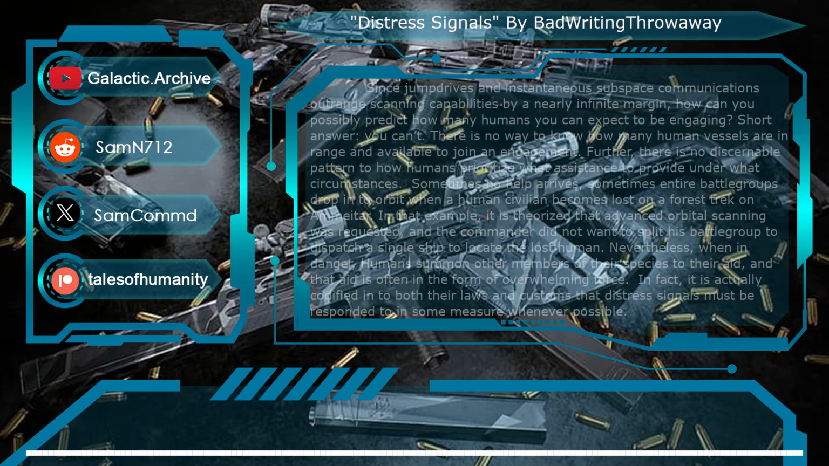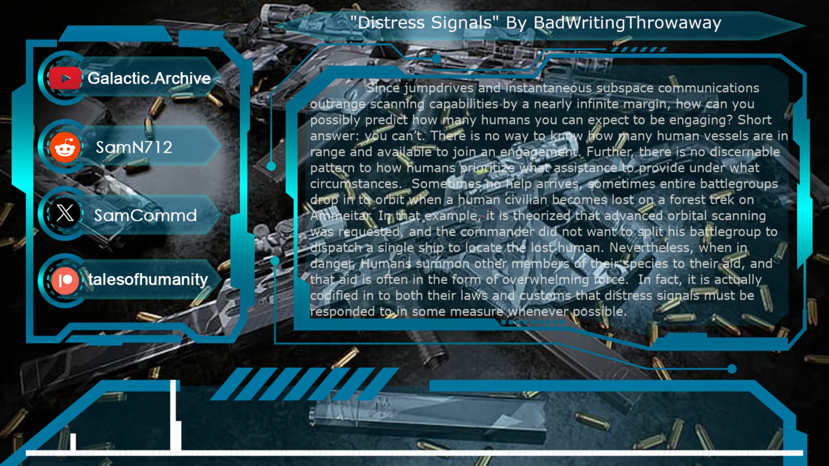Since jump drives and instantaneous subspace communications outrange scanning capabilities by a nearly infinite margin, how can you possibly predict how many humans you can expect to be engaging? Short answer: you can't. There is no way to know how many human vessels are in range and available to join an engagement. Further, there is no discernible pattern to how humans prioritize what assistance to provide under what circumstances.